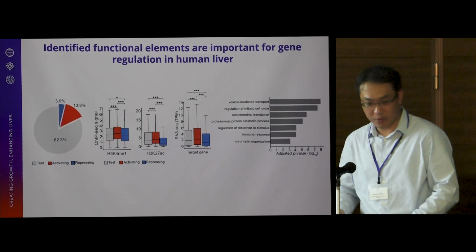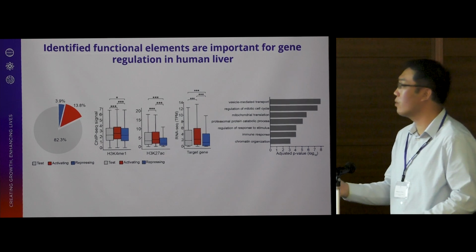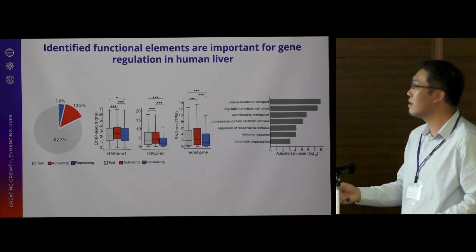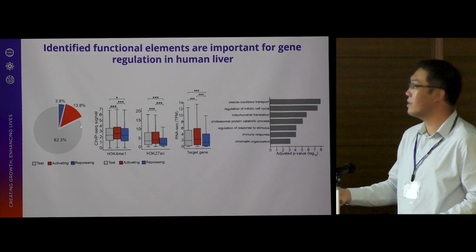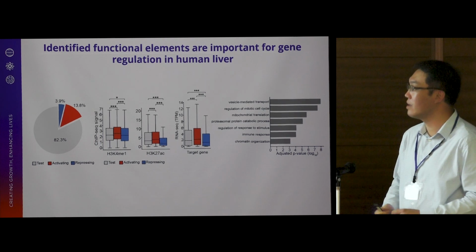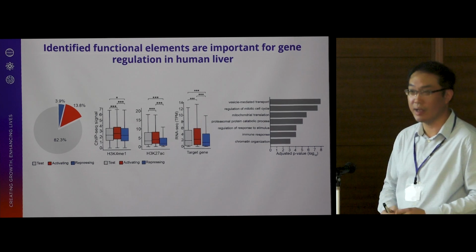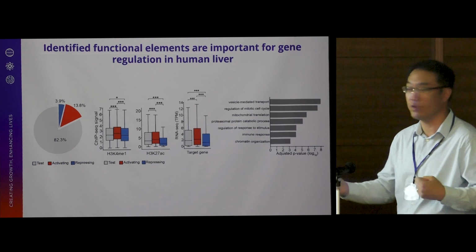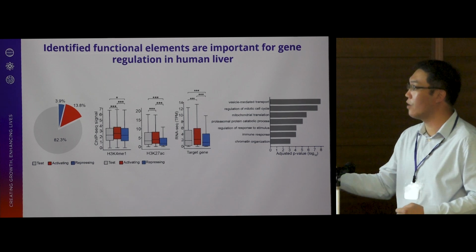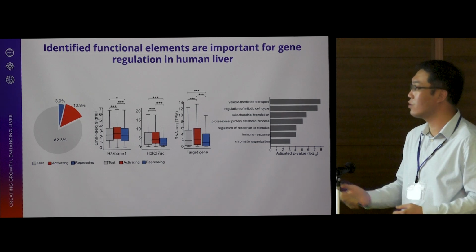So I will quickly go through some ongoing work. We plan to submit it very soon. We finished the screen, and overall we identified that 13% of the elements we tested are activating elements, which means they can activate transcription, and about 3% of them can repress transcription.